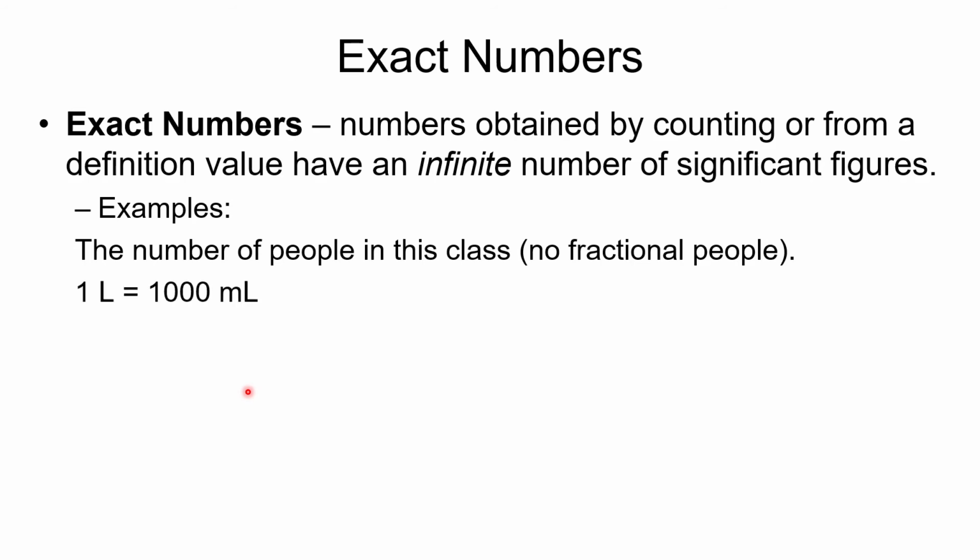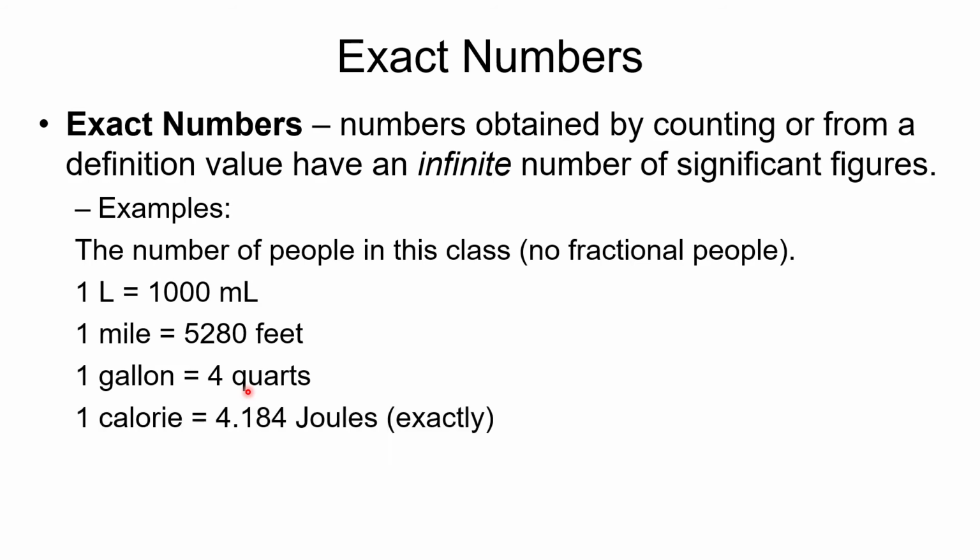Other things are definition values. So we would say 1 liter is 1,000 milliliters. That is a definition value. It's just a matter of fact, so we would treat that as if it had an infinite number of sig figs. 1 mile by definition is 5,280 feet. It's a definition value. 1 gallon is 4 quarts, that's a definition value. 1 calorie is 4.184 joules exactly, that's a definition value.